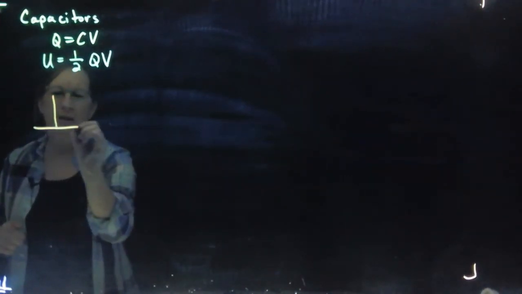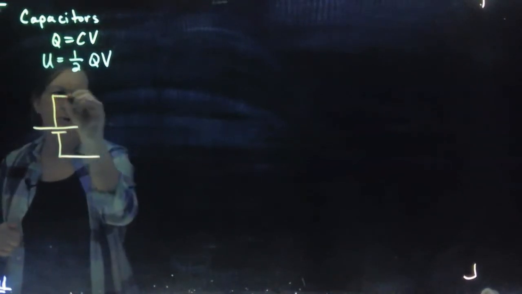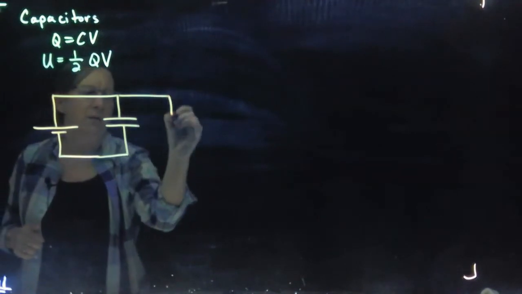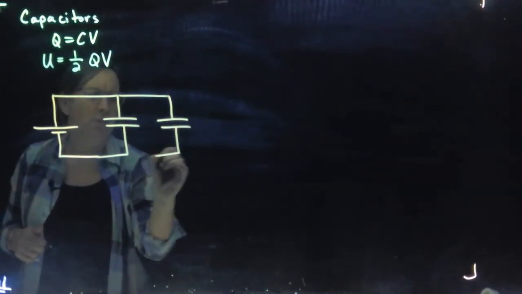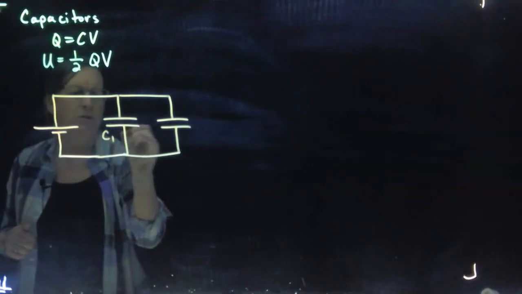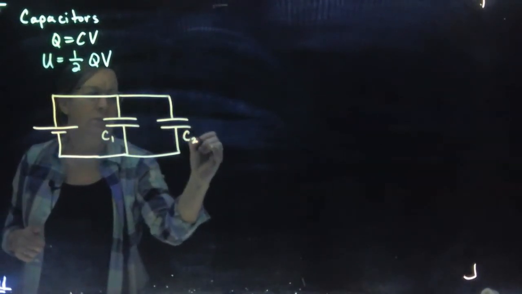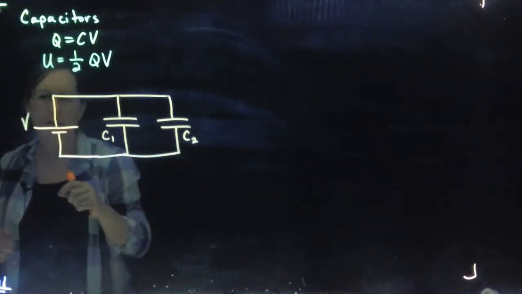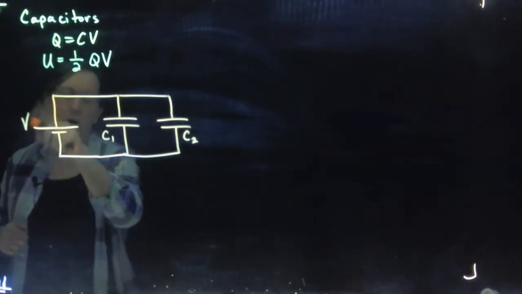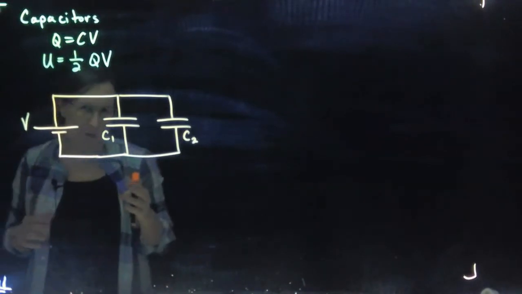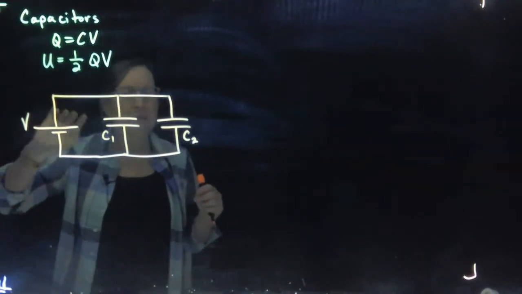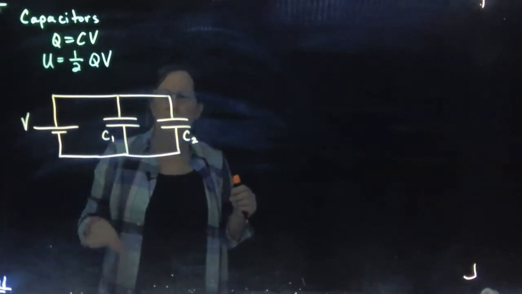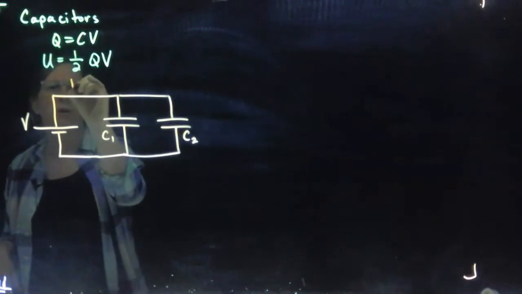So one is we take a battery, a power supply, and we hook it up to two capacitors, and this is called capacitors in parallel. So there's C1 and C2, and they don't have to have the same capacitance. There's a voltage difference between these two plates, so I'll write this as a V. Often to be strictly correct you really want a delta V, but I'm just going to use V. So this is called a parallel configuration.